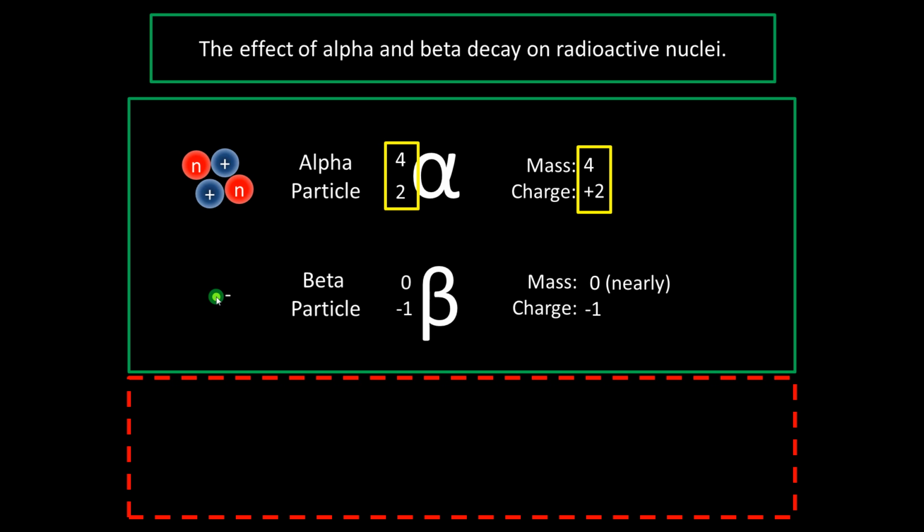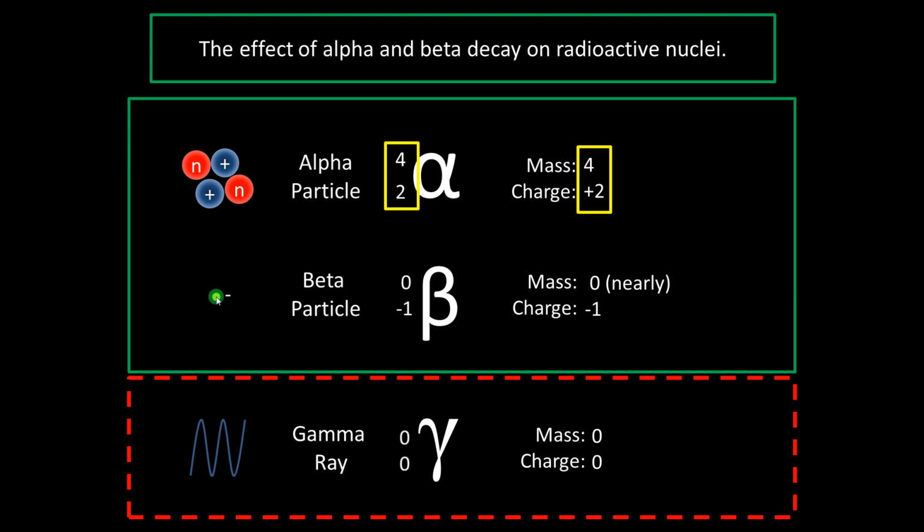Just as a little additional bit of information, you may remember from Year 10, the other type of radioactivity is gamma. Gamma rays are not particles really, they are photons, high energy photons, high energy electromagnetic radiation, symbol gamma. They really do have 0 mass and 0 charge, so gamma rays are written with a 0 before the gamma symbol.